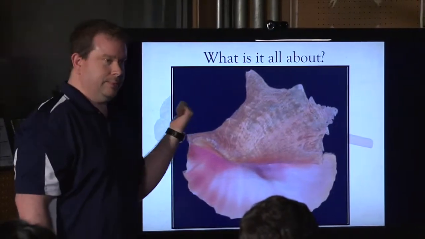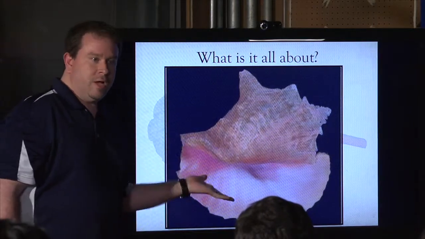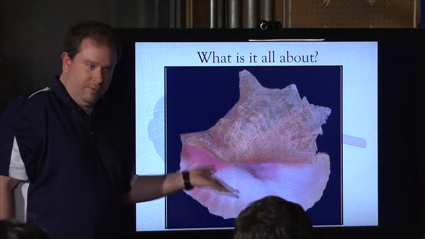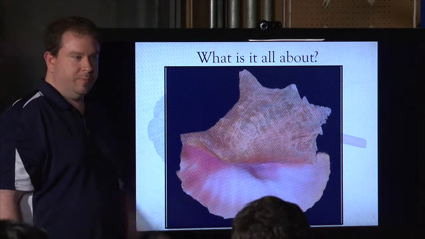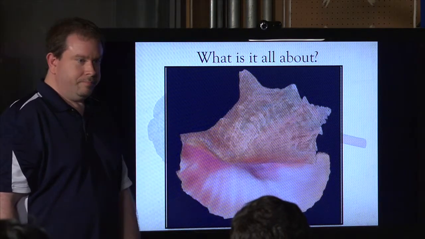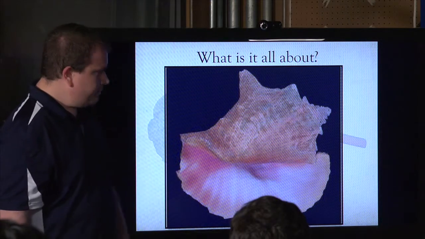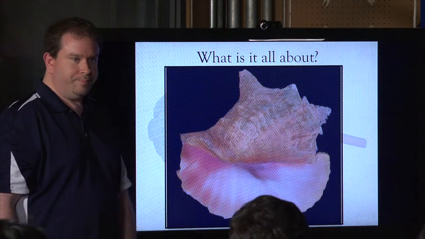What is this? It's a conch shell, right? It's actually a picture of a conch shell, right? Okay. What can you tell about the conch shell from this picture? It has depth. It has depth, yeah. Can you tell much about it at all? Can you see the shadows?